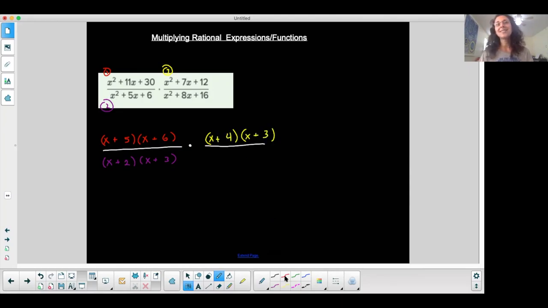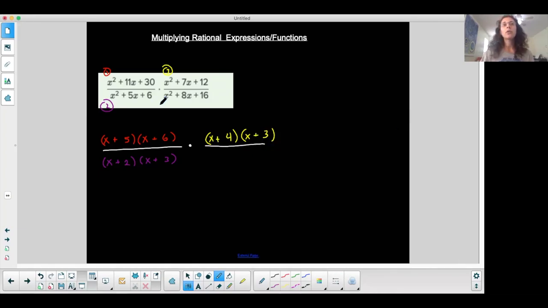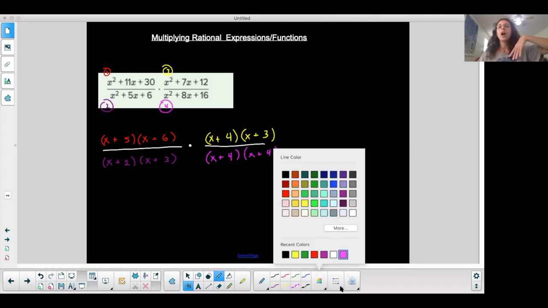These are nice. And then I'll do pink for my polynomial number 4, factored. Looks like an x and an x. Factors of 16 that add to give me 8: a 4 and a 4. So this was a perfect square trinomial, so this is x plus 4 squared. Boom. Now everybody's factored.